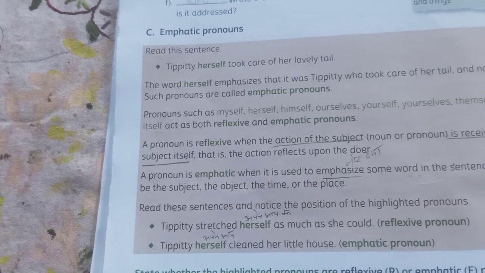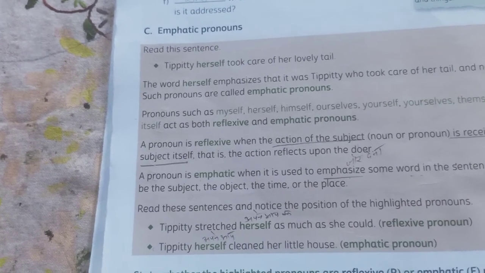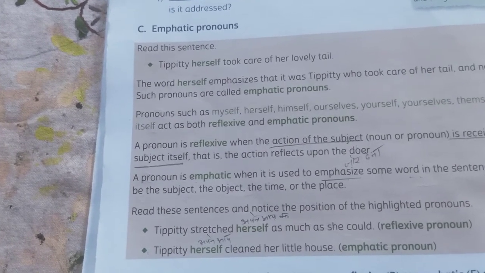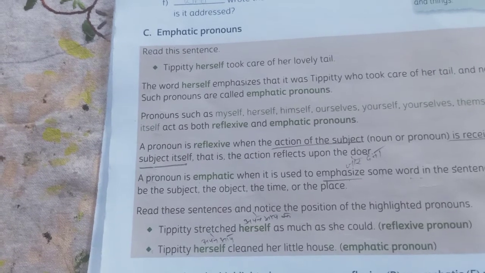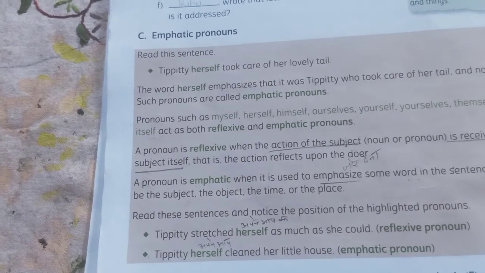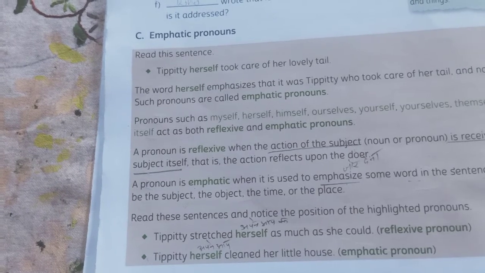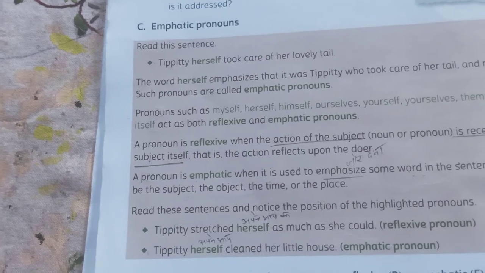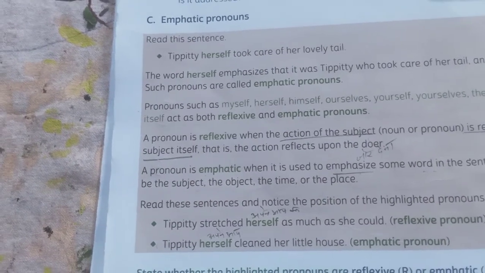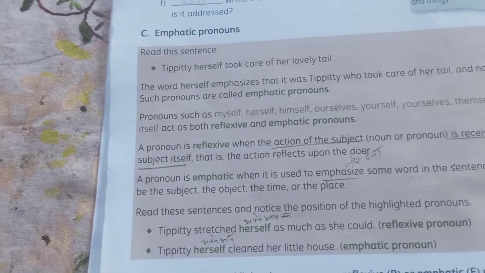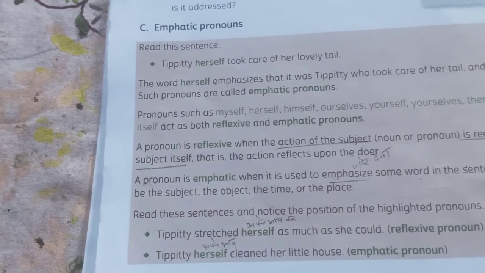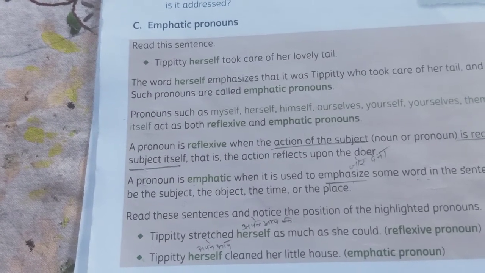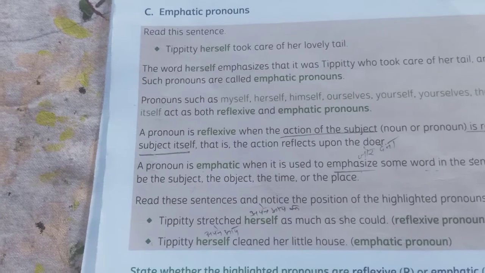that it was Tippity who took care of her tail and nobody else. So just see the sentence for it. Tippity herself took care of her lovely tail. Then herself refers directly to Tippity, where Tippity alone took care of her tail, not another one. Such a kind of word is known as an emphatic pronoun. Which pronoun? Emphatic pronoun.